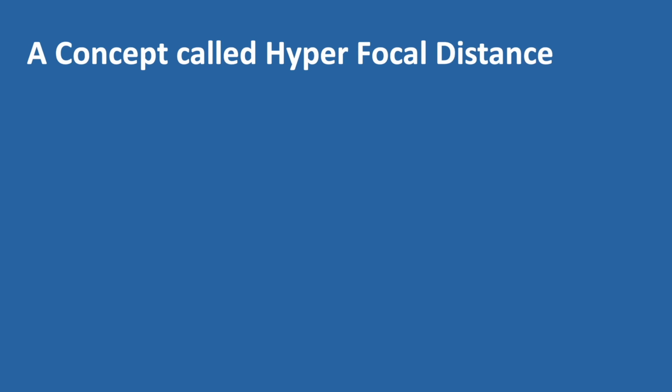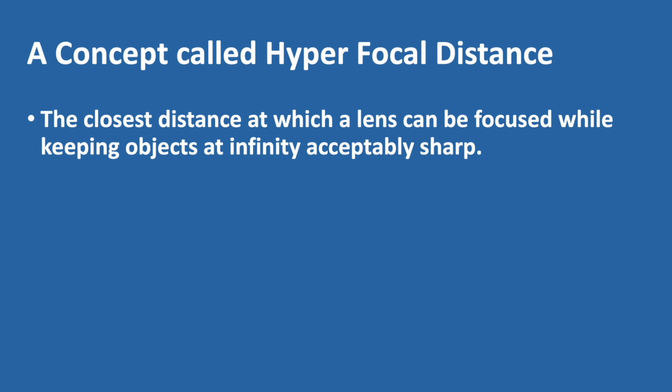The third concept is hyperfocal distance. The closest distance at which a lens can be focused while keeping objects at infinity acceptably sharp. In simpler terms, it is the magic focusing distance that gives you maximum depth of field from foreground to horizon. Wide angle lenses have a shorter hyperfocal distance than other lenses, and it becomes even shorter when you narrow the aperture. This is enormously useful for landscape photography, and we will see exactly why in a few moments.